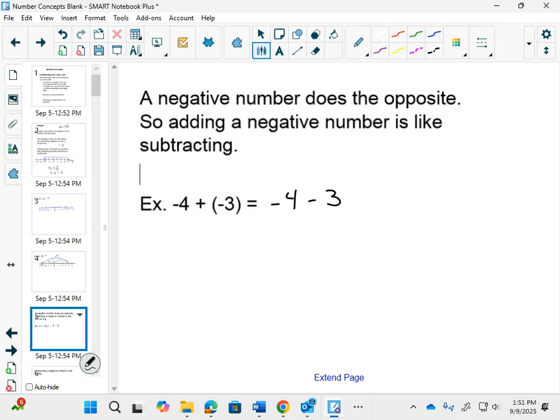Or you could just think of it as, I start at -4. I'm supposed to move to the right. Oh, I hit a negative. Nope, switch, move to the left 3 units. I always like to say things exactly the way they are out loud.